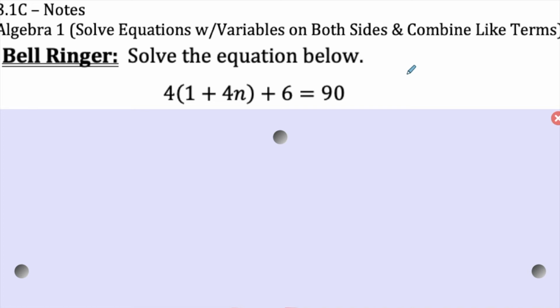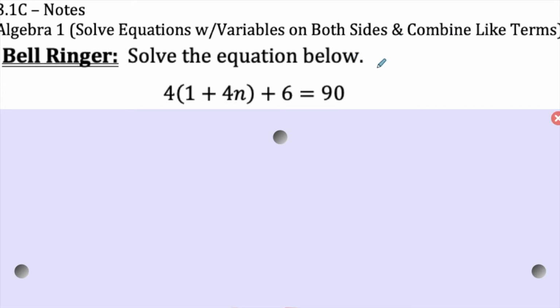All right, Algebra 1, here we go. Day 3 of solving equations. And today we are adding variables on both sides and combining like terms. We did a little bit, I think, in 3.1b notes, but mainly adding the variables on both sides.